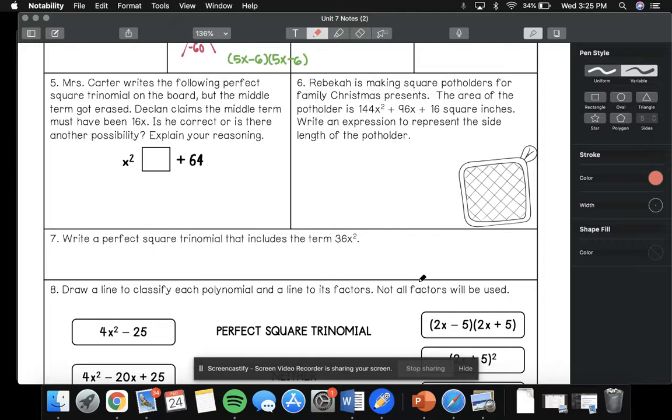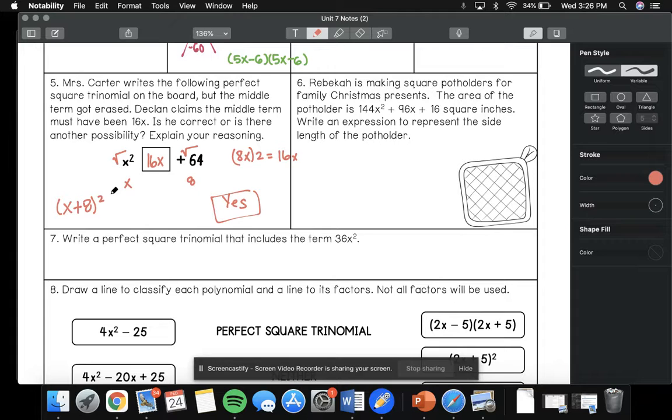Okay. Ms. Carter writes the following perfect square trinomial on the board, but the middle term is erased. Declan believes the middle term must be 16x. Is he correct, or is there another possibility? Okay, so what I'm going to do is take the square root, get x and get 8. I'm going to multiply that and double it, and I do get 16x. And so I think that he is correct, and that would be the only time it would create a perfect square trinomial.